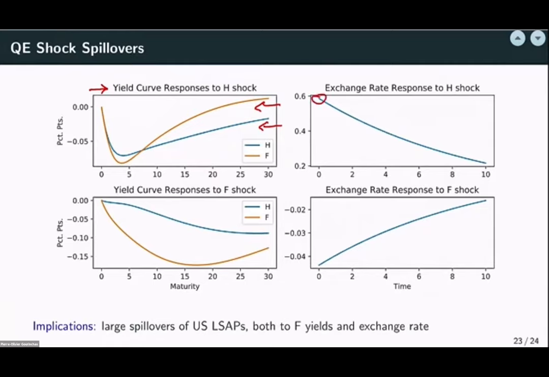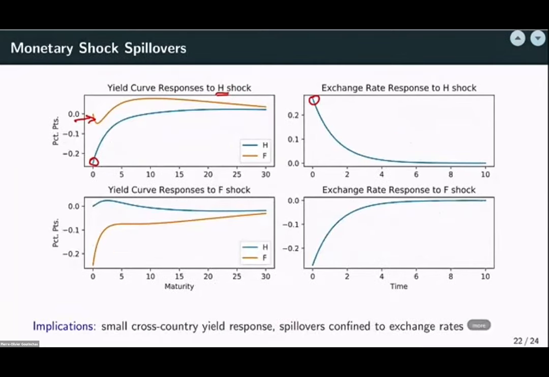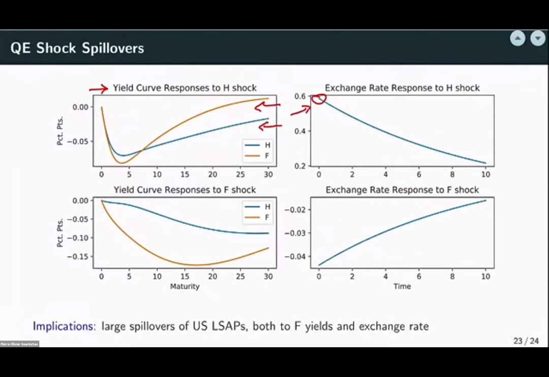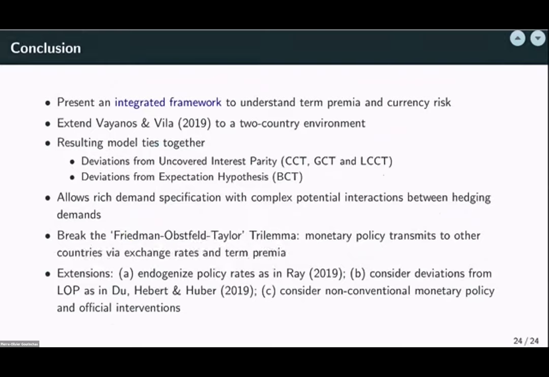The exchange rate also responds much more strongly if you compare the magnitude to a standard monetary policy shock. Remember, you're calibrated to 25 basis points in both cases, so the size of the shock is about the same, and the exchange rate is much more responsive. Why is the exchange rate more responsive? Because there is this big adjustment in the term premia, as I described earlier, and as Jeremy described as well. We have a bunch of other things that we can explain, but I'm out of time.